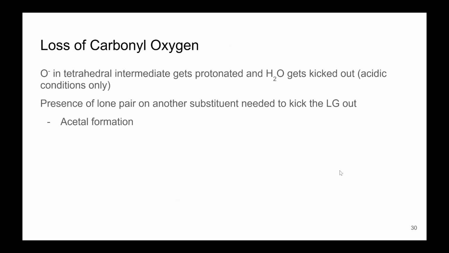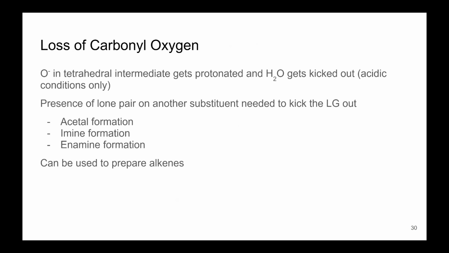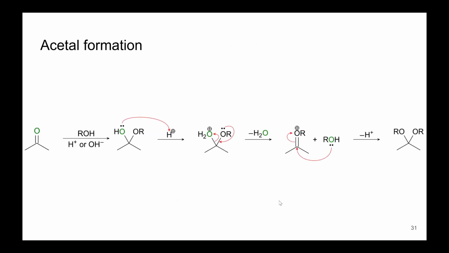So some examples of loss of carbonyl oxygen reactions are acetal formation, imine formation, enamine formation, and it can be used to prepare alkenes using a Wittig reaction. So yeah, when you see loss of carbonyl oxygen, sometimes it's used to prepare alkenes with the Wittig reaction.